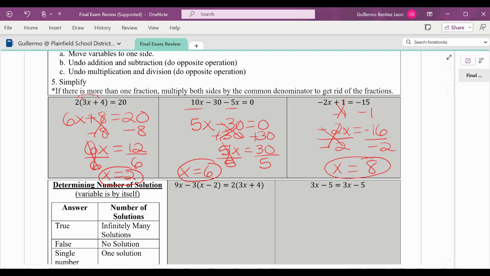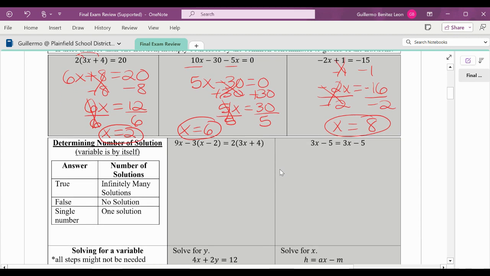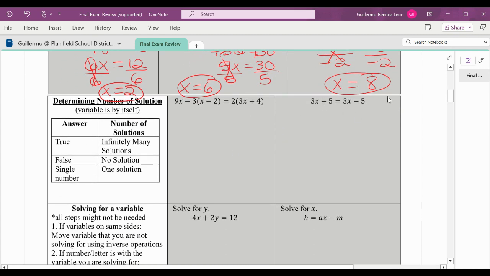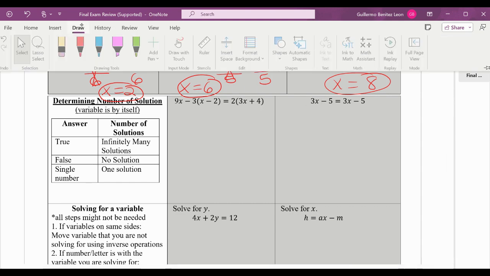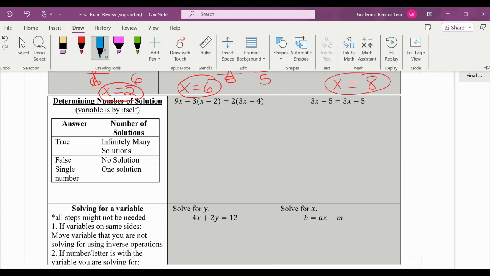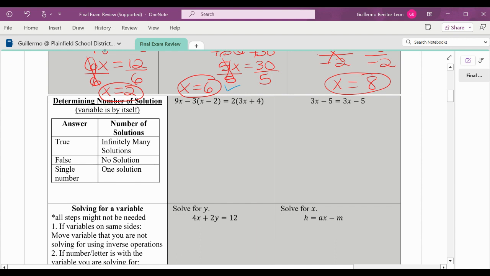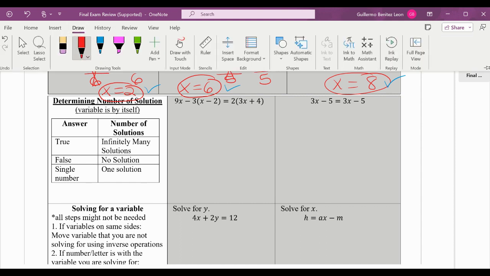If I scroll down, so again, some general equations here. The difference is that these equations, it's asking me how many solutions. So the top 3, each of these would be one solution because there's one number. So one solution, one number. For these next 2, we're going to get something different.